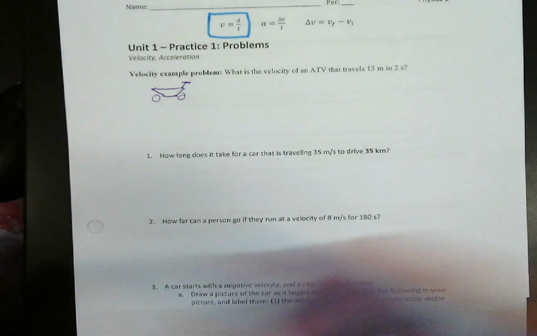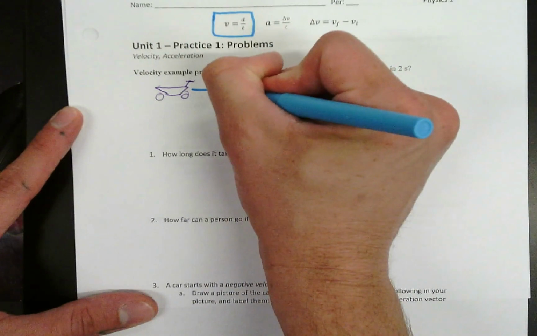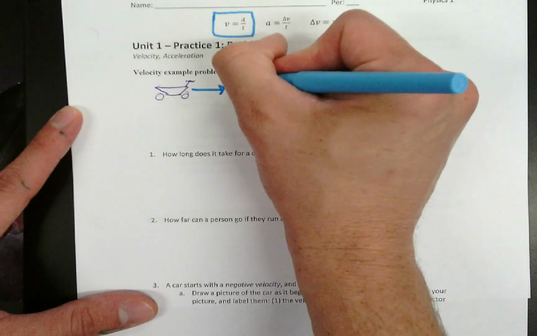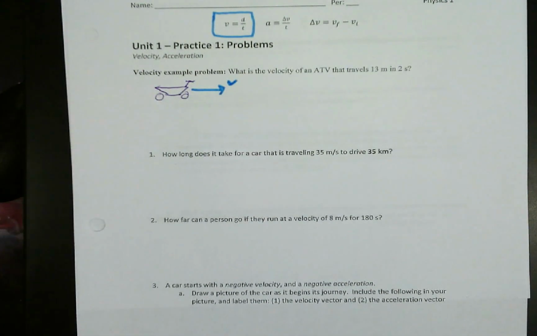And I'm just drawing the direction of motion. I'm just showing which way things are going, just so I know which way everything is. This would be the direction of my velocity. So that would be the positive forward direction. Okay, so super simple there.